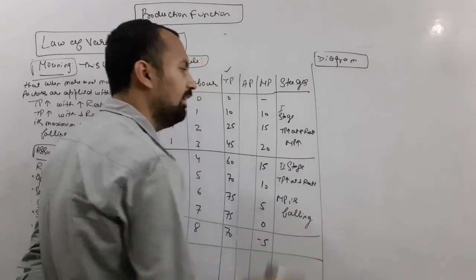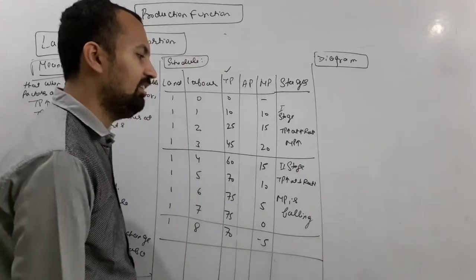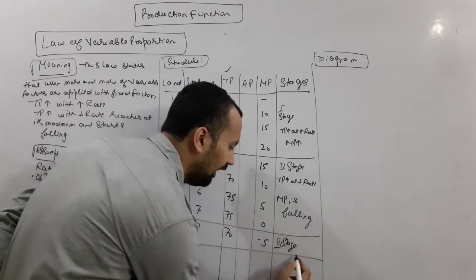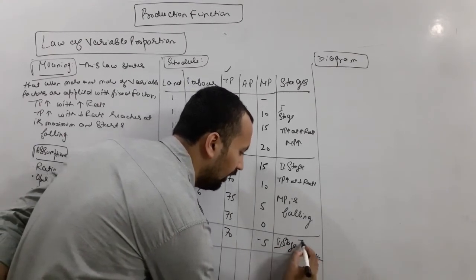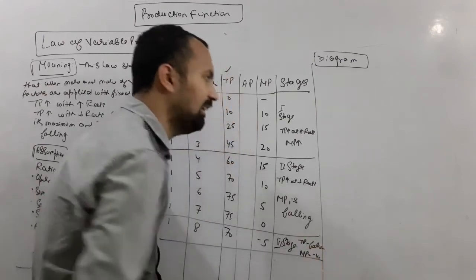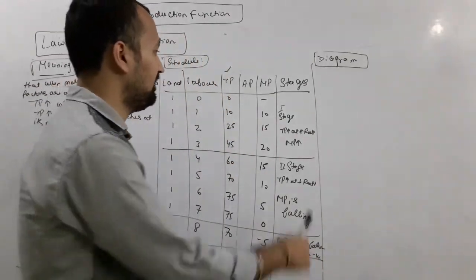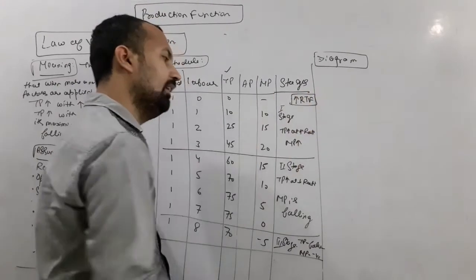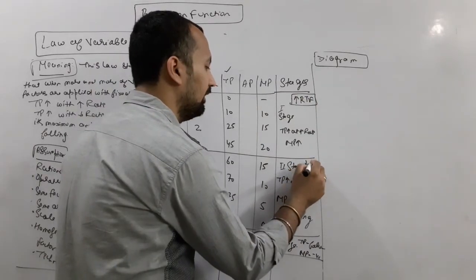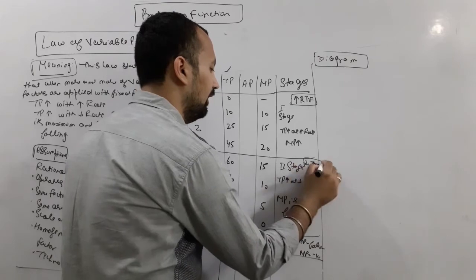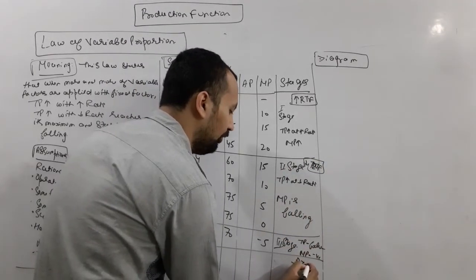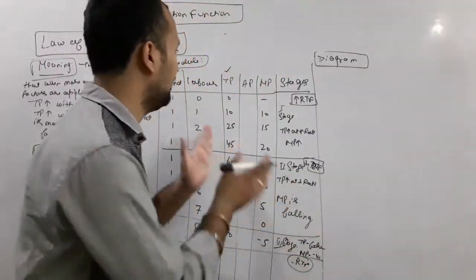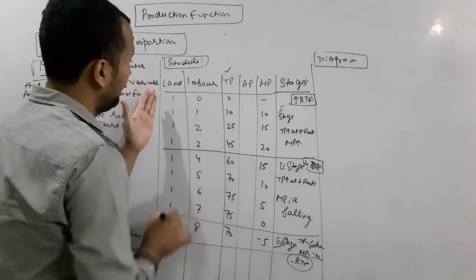So first stage is TP increasing at increasing rate. Second stage is TP increasing at diminishing rate. Third stage is MP becomes negative or TP starts falling. These were the three situations. The first situation is also known as increasing return to factor. Second is also known as diminishing return to factor. And the last stage is negative return to factor. The meaning and assumptions are already clear to you. Next is schedule. Schedule means one factor is fixed, one is variable.